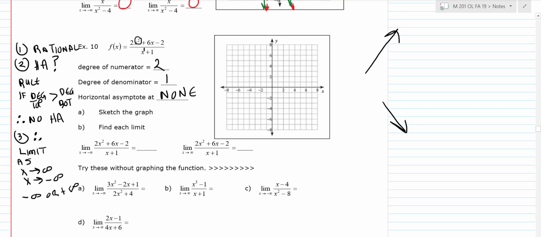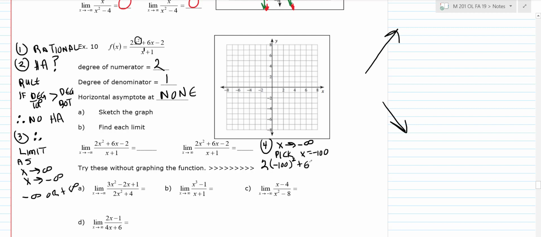So I'm going to show you how you can do this. Here's the idea of what you would do without graphing. I'll call this step 4. On this first limit, since we're looking at x goes to negative infinity, just pick a number that's way out there, all right? It doesn't matter what it is. Let's just pick something like x equals negative 100. Plug it in and calculate. So we're going to go 2 times negative 100 to the second.